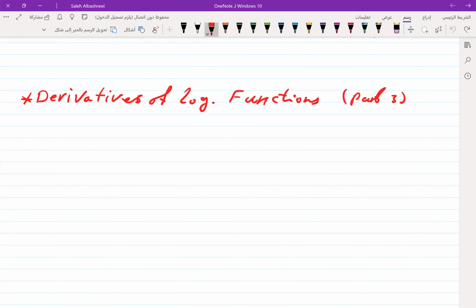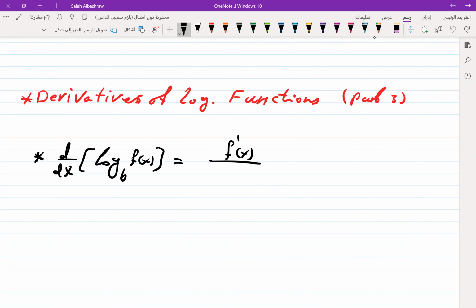We are in this topic, which is the derivatives of the logarithmic functions. In the last two parts, we discussed the differentiation of logarithmic functions, and we gave different types of examples. Just for reminding, we said that the derivative of a logarithmic function is equal to f prime of x divided by f of x multiplied by ln of the base b. That was the rule for the derivatives of logarithmic functions.